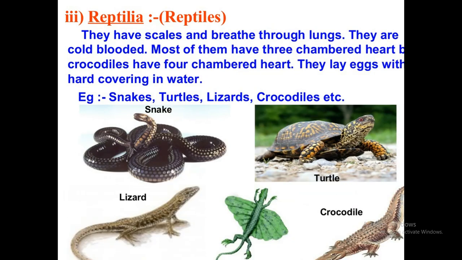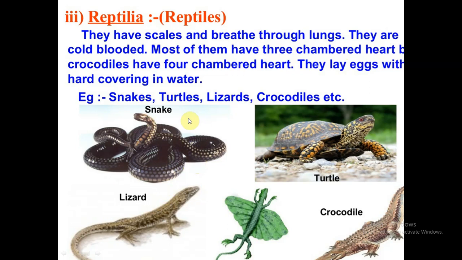So they have scales. In the snake you can see the scales. In the lizards also, the body is very much rough and the scales are there, and they breathe through lungs. They are cold blooded, and most of them are three chambered, but जो crocodile होता है, it has four chambers.